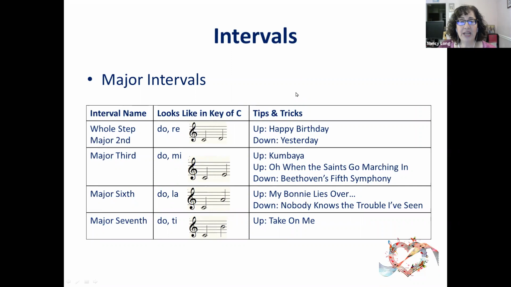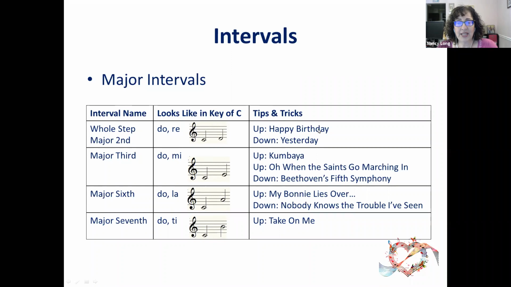Then we have the grouping of major intervals, which think of the keyboard and think of the key of C. In this case, I'm showing this to you in the key of C, but you can have all of these intervals happening in any key. But if you think in the key of C, the major intervals are the other ones that involve the white keys. So from C to D, that's a major second, or what we talked about earlier, a whole step.